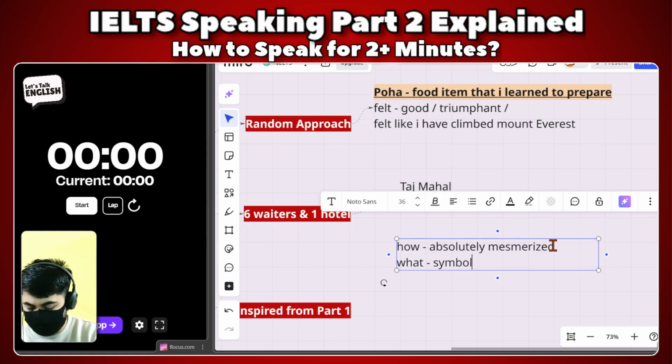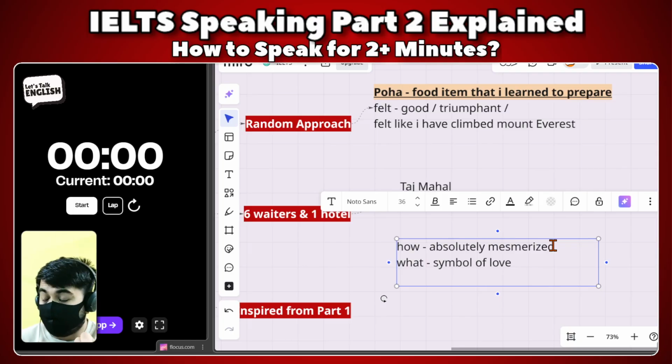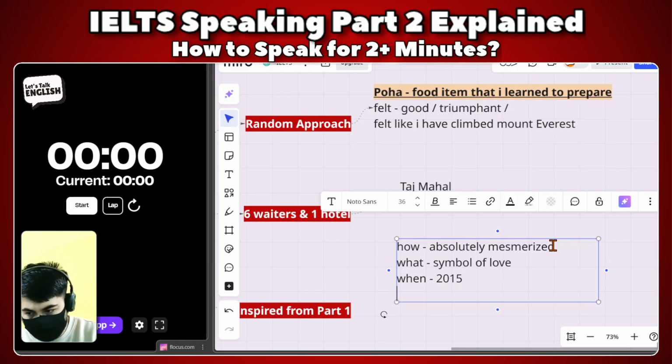I'll be very honest. I've forgotten the word, so I'll just remember what I can say easily, and I'll write on that. Okay. When did you visit it? 2015. Where is it situated? It's situated in Agra, Uttar Pradesh.